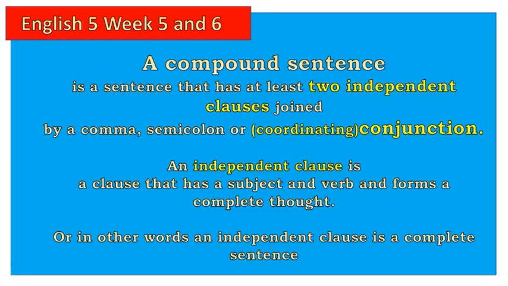Let's start with discussing a compound sentence. I'm showing you now my PowerPoint presentation. A compound sentence is a sentence that has at least two independent clauses joined by a comma, semicolon, or coordinating conjunction. An independent clause is a clause that has a subject and verb and forms a complete thought. Or in other words, an independent clause is a complete sentence.